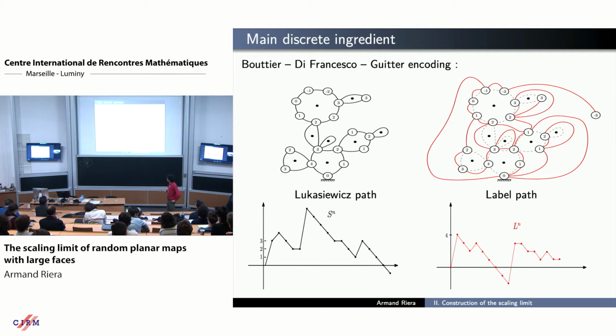So to encode the loop tree structure, we use the Lukasiewicz path. You can think about it as follows: you follow the loop tree, and when you see a loop, you make a jump of size the size of the loop minus 1. If it's not a loop, you take -1. And the label process is more or less the same thing. You follow the contour of your loop tree, and you look at the labels that you see. And of course, you can recover the loop tree with the Lukasiewicz path, and the labels with the label path. So you can recover the discrete structure here.